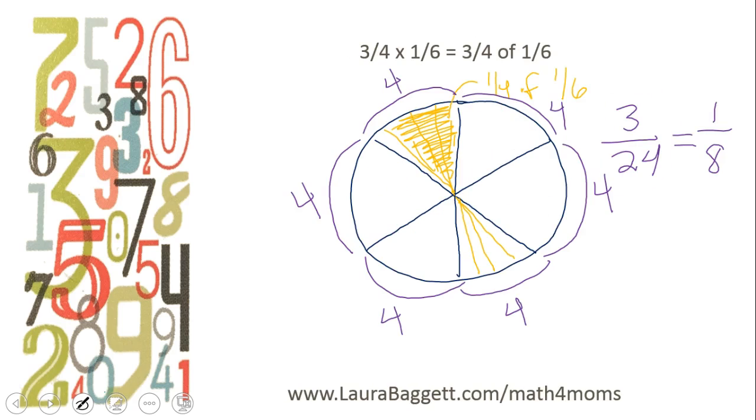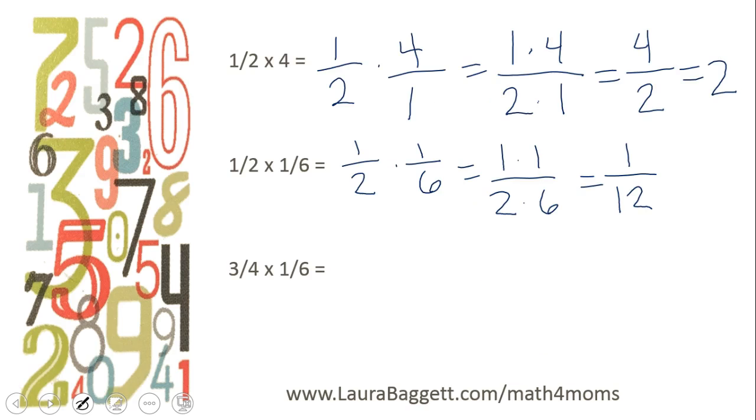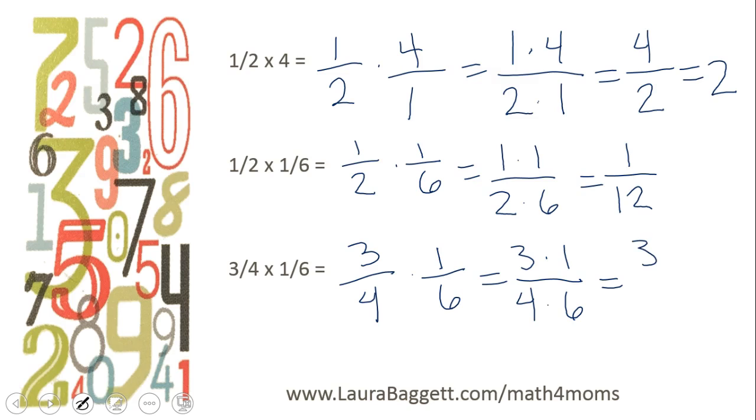Now the last one we expected to get 3/24 or 1/8. So let's see how that works out for us. So 3/4 multiplied by 1/6. Same procedure. We multiply the numerators together and we multiply the denominators together. 3 times 1 is 3, 4 times 6 is 24, and then that reduces down to 1/8. So we got the right answer.